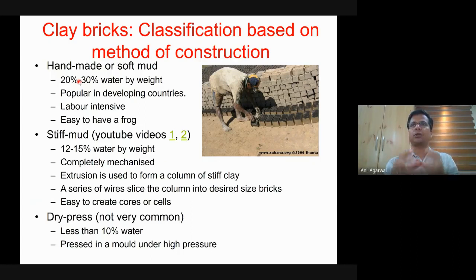However, if you have less water, that means after that water evaporates, you have fewer voids. That means you have higher strength. Okay, so using less water is better, right? But the challenges are there, because if you use less water, the mud will be very difficult to work with. It will not be very malleable, so you cannot very easily force it to take different shapes, and that's why they have to use mechanized systems. In this case they don't use a mold, because a mold requires a lot of malleability. So what they do is they use some kind of extrusion.